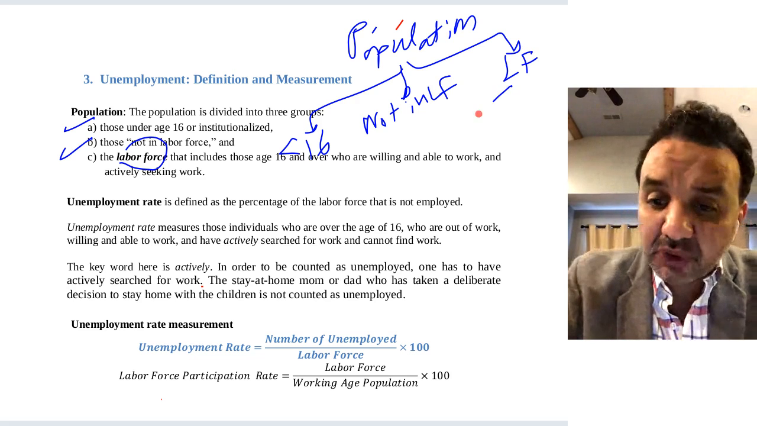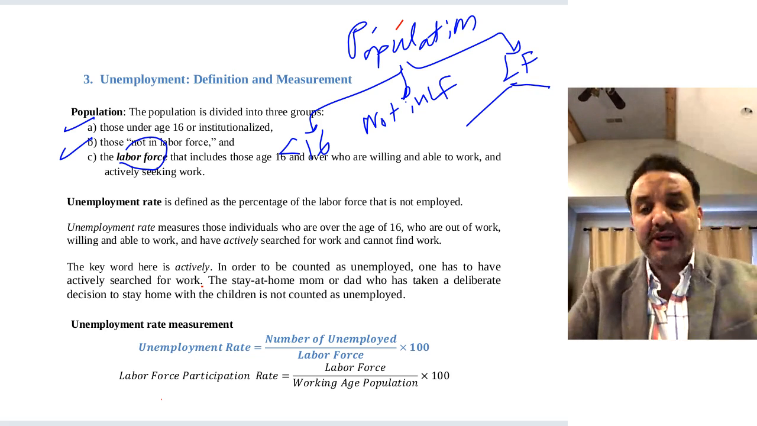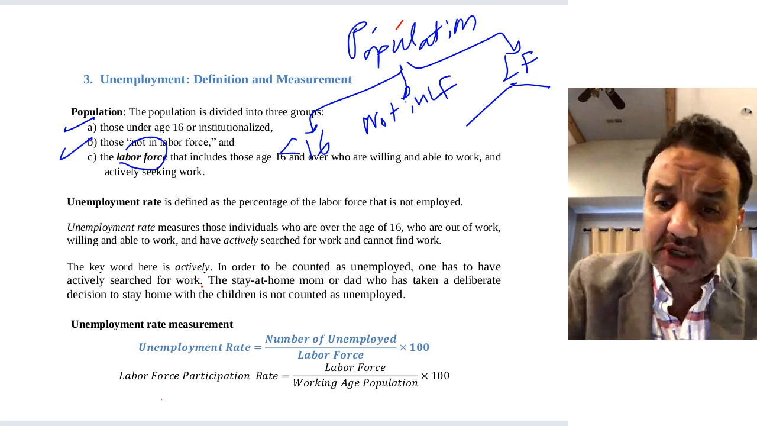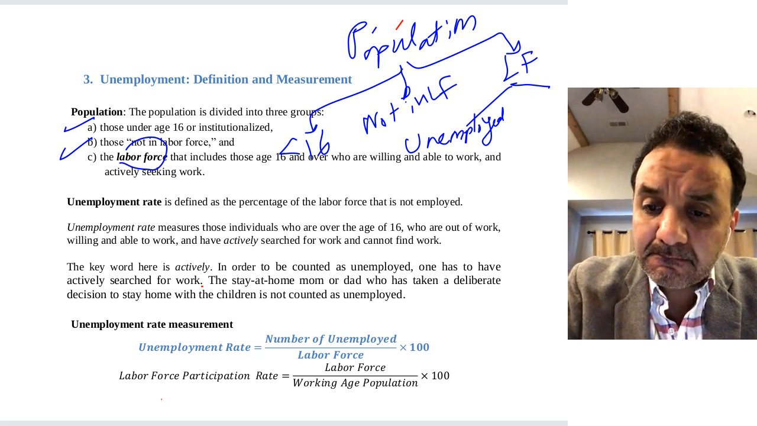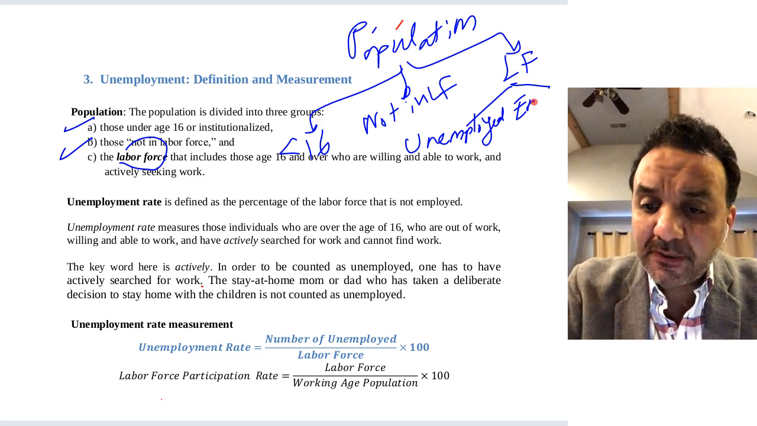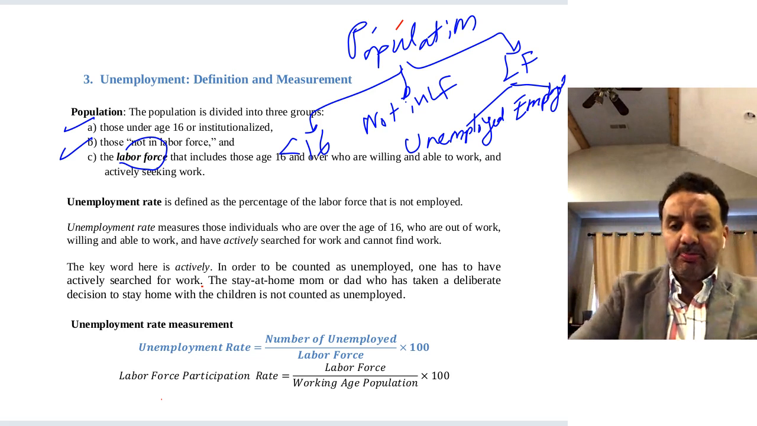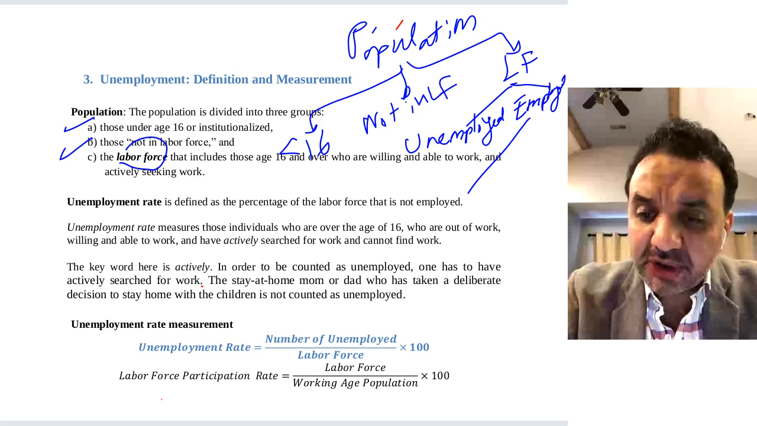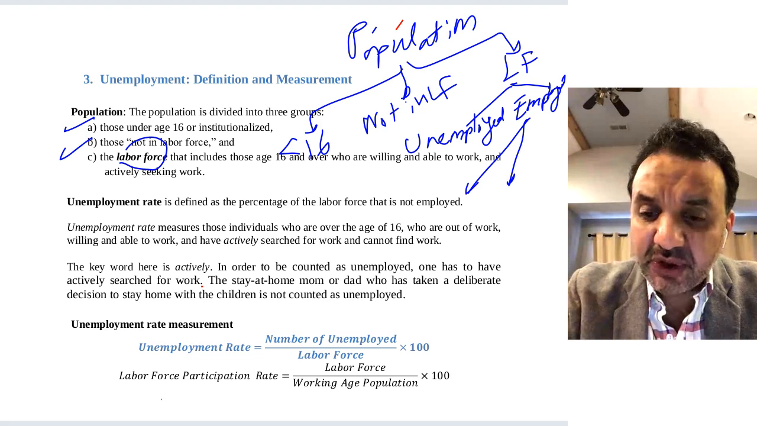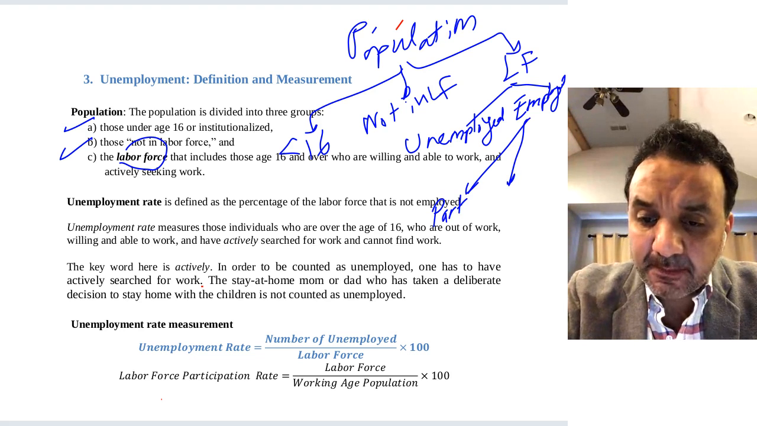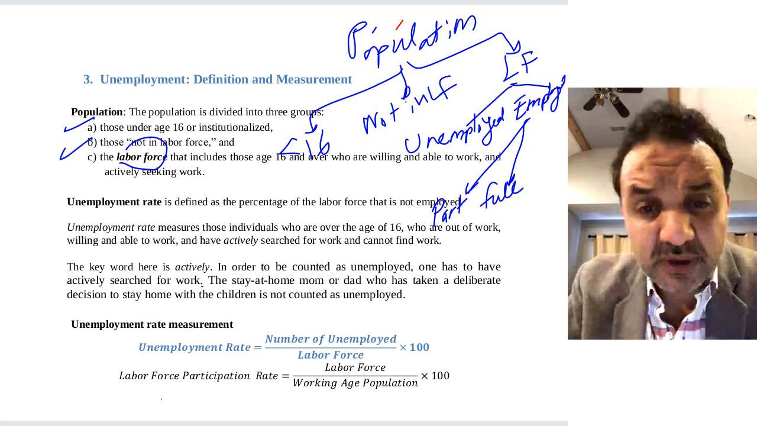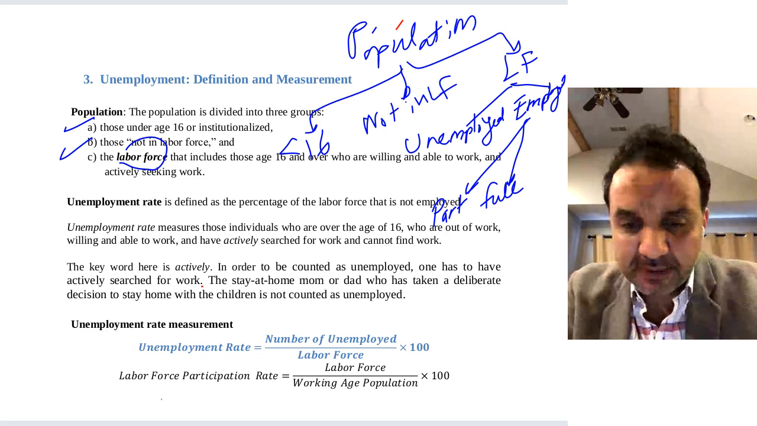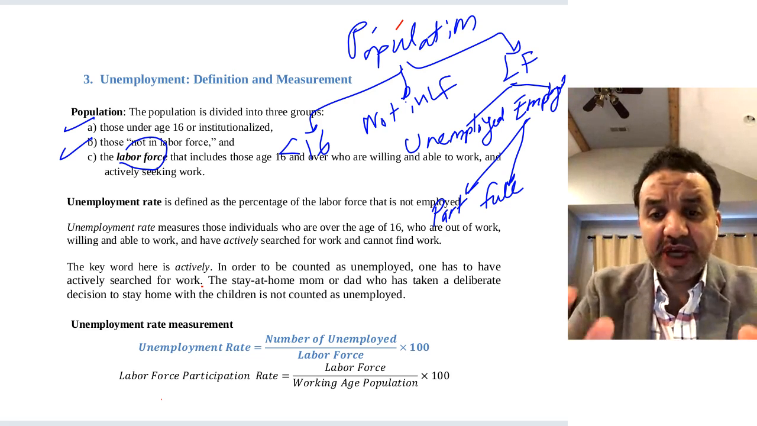Under the labor force, we have two subcategories. The first one is those who are unemployed and those who are employed. And the employed, we can classify further into part-time and full-time. Whether you work part-time or full-time, you will be counted as employed. This is the way we categorize the population.